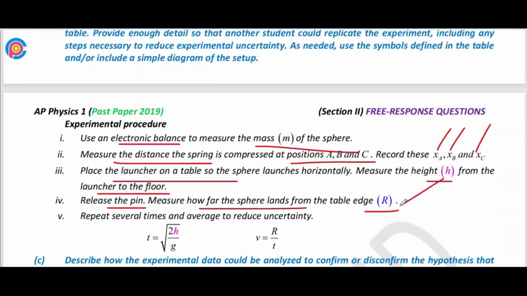From H, we can calculate the time of flight: T is equal to the square root of 2H by G. So H is the height, G is the gravitational constant, and the time of flight is known. Since S is equal to Vt, we can calculate V. So V is equal to R by T. R is the distance covered by the sphere, T is the time. So we come to know the velocity.